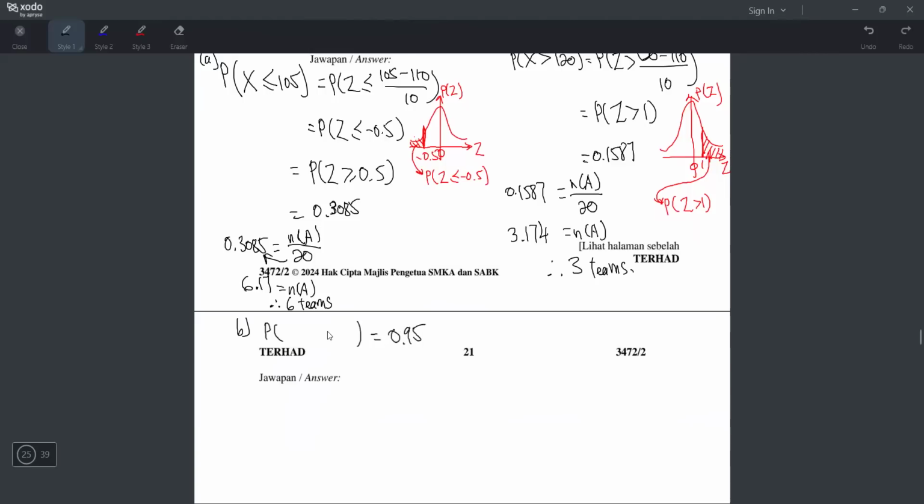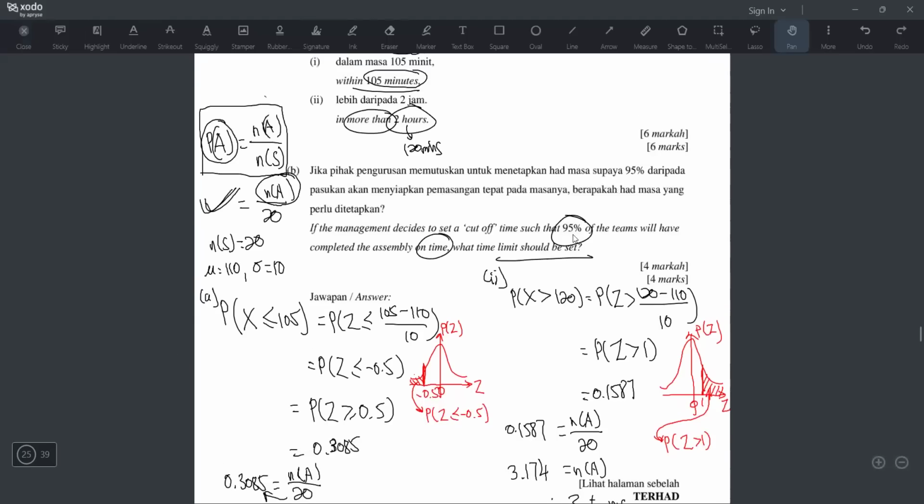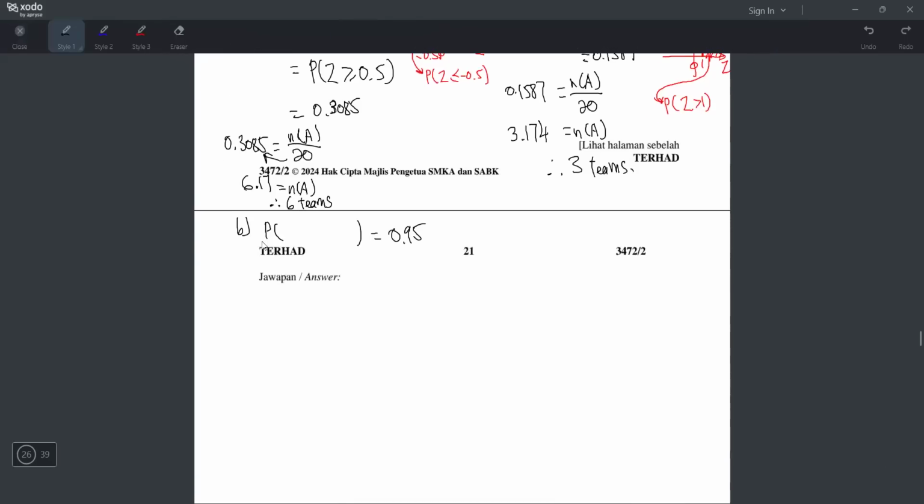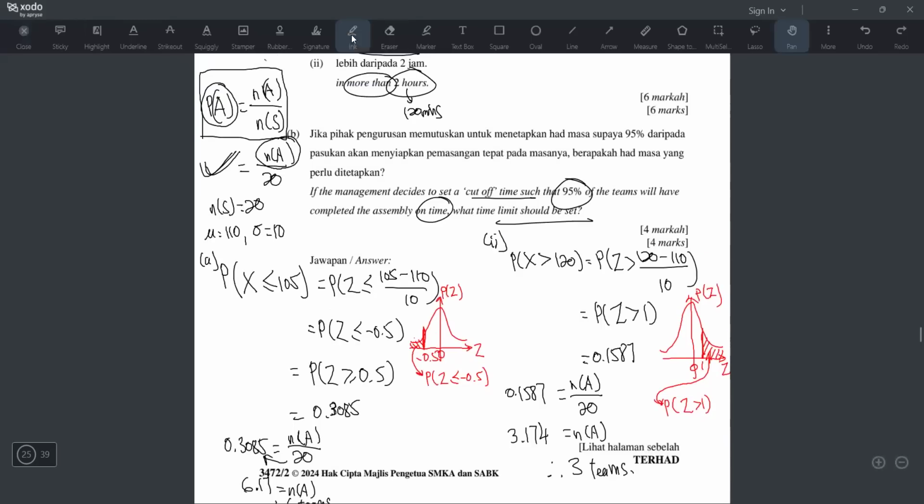Okay, then what do you have to write inside? This 95% is for the team that what? Completed within the time limit, right? Completed within the time limit. It means there is a cut-off time, and they're asking you to find the time limit. So we can let K be the time limit, right? So we can write P(X smaller or equals K). And what is K? We let K be the time limit.